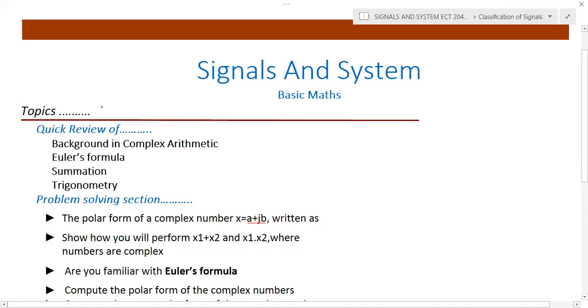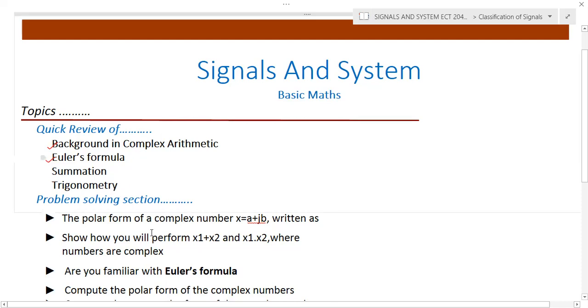So before going to the signals and systems subject, we will discuss some basic mathematical concepts which are essential for practicing signals and systems problems. I will quickly review different concepts which we commonly use in signals and systems. That is related to the complex number concept, Euler's formula, summation notation, and trigonometry. And we will discuss the problems related to the very basic concepts.